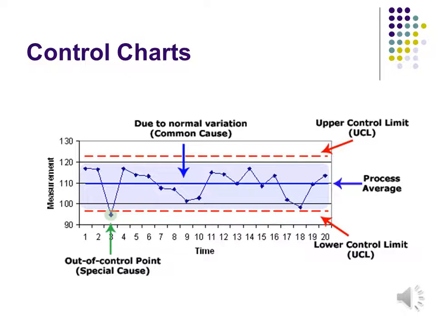But if you look at this, there's one point that goes outside of the control limits, which are the same as confidence intervals, and so that looks like a special cause. As we follow along, we see the green arrow there. That's out of the control limits, and it's considered to be a special cause. Something probably happened there to affect this.